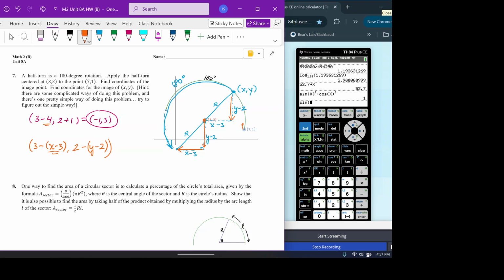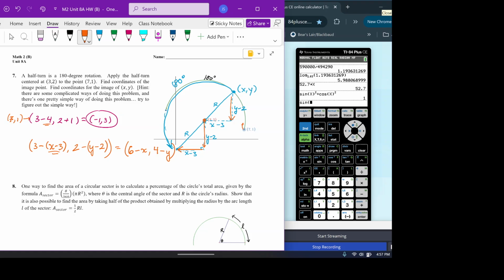That's right. Okay, so we end up at 3 minus (x minus 3), so 6 minus x. And 2 minus (y minus 2), so 2 plus 2 when I distribute, so 4 minus y. And if we wanted to check, we knew that the point (7, 1) turned into (-1, 3).